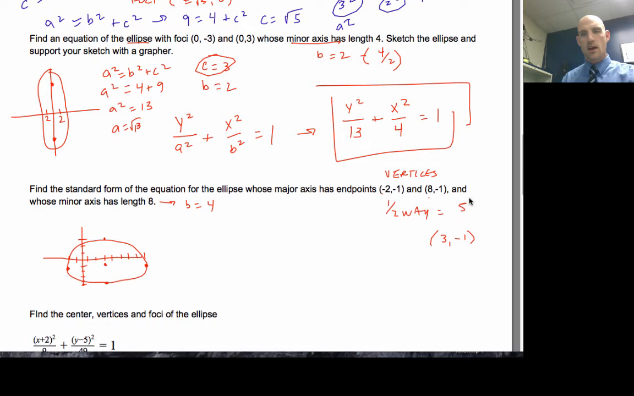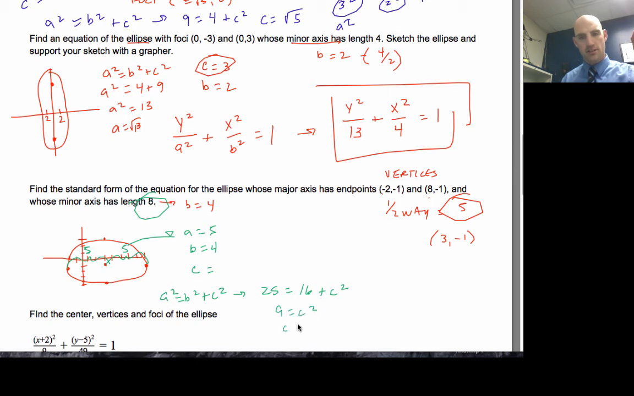Well, what does that mean? That means that this distance is 5. I got that from halfway between my endpoints. So that means that a is equal to 5. My b is equal to 4, because that's half of my minor axis. And so c can be solved like this. a squared equals b squared plus c squared. So 25 is equal to 16 plus c squared. So that means 9 is equal to c squared, so c is equal to 3.